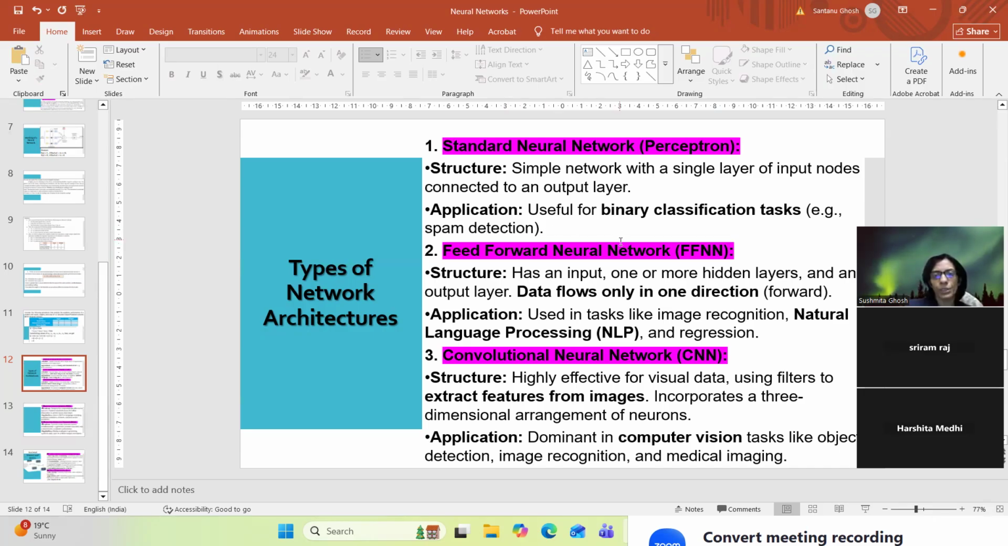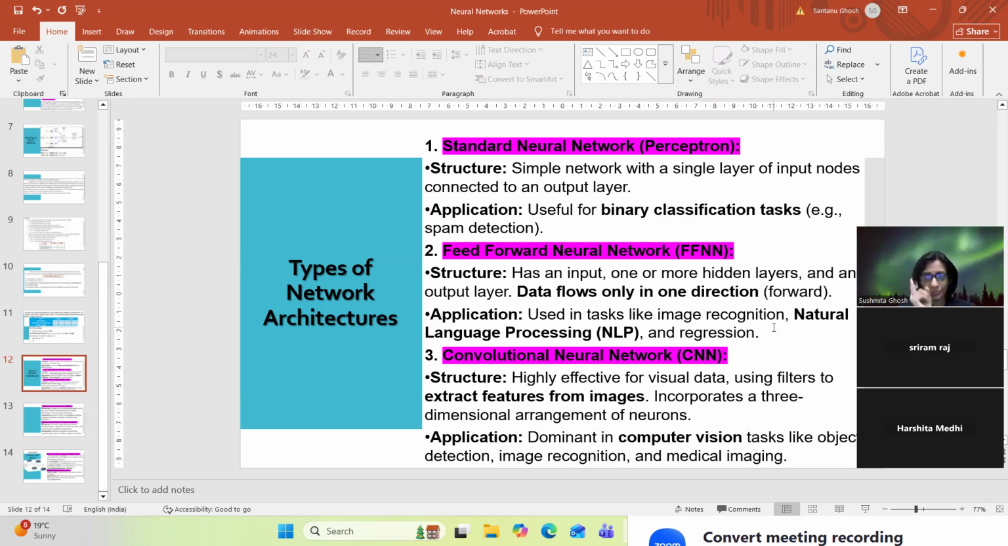Second one being feed forward neural network, FFNN as the short form comes out to be. And here we say that there are one or more hidden layers. Input and output will definitely be there. But there are one or more hidden layers which are there. Data flows in only one direction. There is no back propagation happening. And they are mainly used for these three applications.